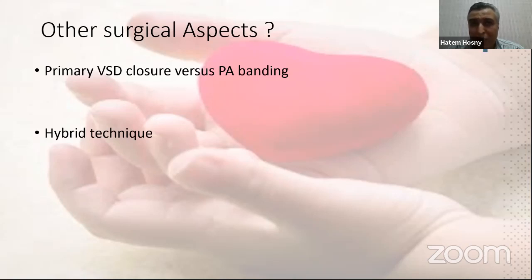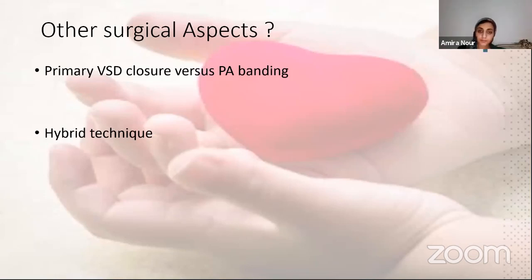We're not able to get them out of pneumonia. They keep getting positive cultures. We're not happy putting synthetic patches in frankly infected patients. So one way, if the patient is very resistant to medical therapy, is to do a pulmonary artery band, get him out of the infection, let him grow a bit, and then we close.